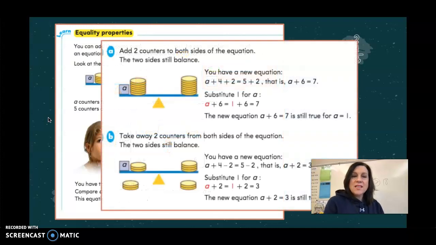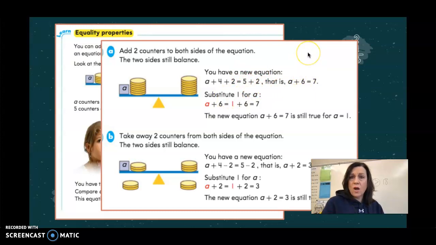All right, so let's add 2 counters to both sides of the equation. The 2 sides still balance, so there's still that equal sign in between. You have a new equation. A plus 4 plus 2 equals 5 plus 2. Okay, so that is A plus 6 equals 7. I just added those 2 together here and added these, and you've got that equal sign in between.